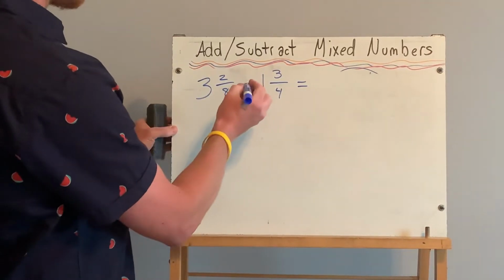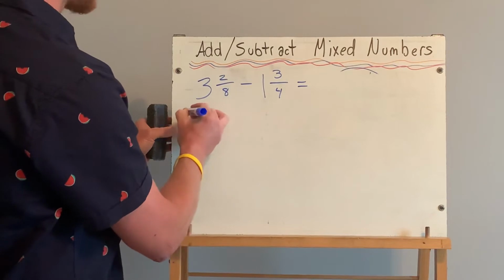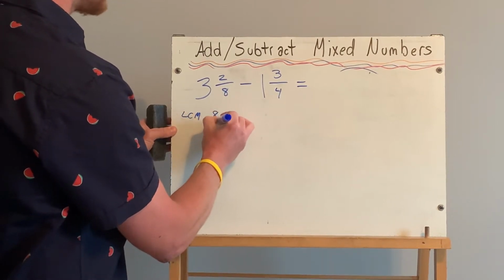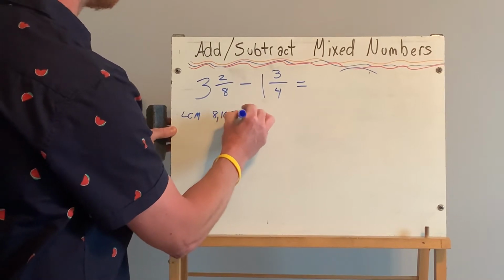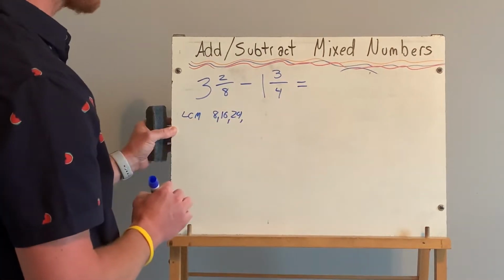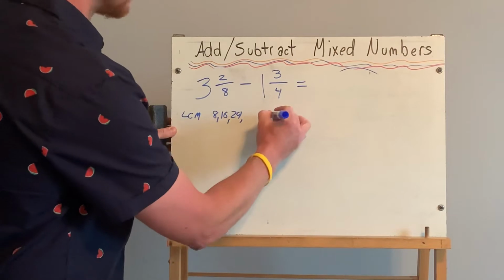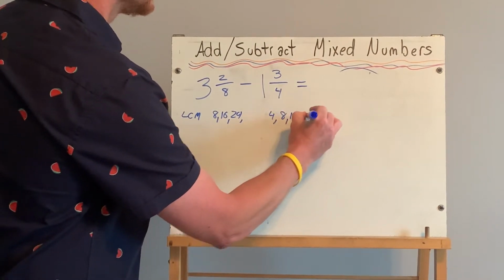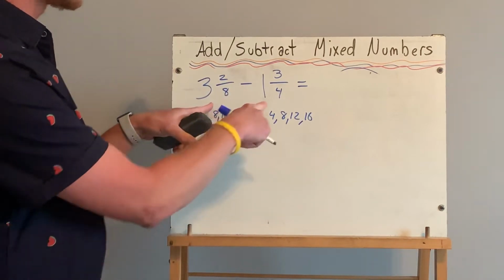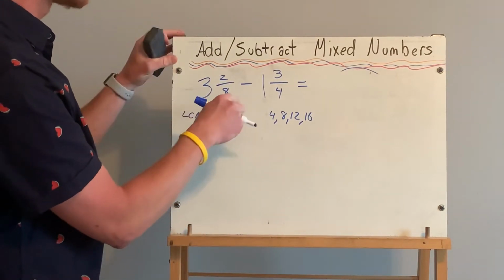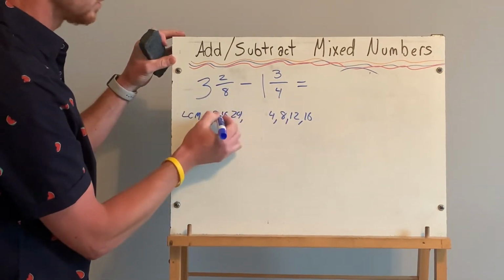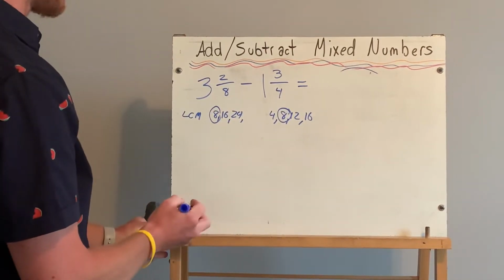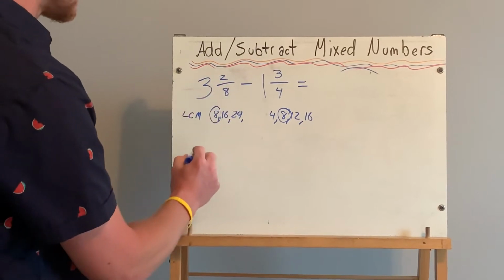So I'm going to find my least common multiple of both these numbers. Multiples of 8 are 8, 16, 24, and so on. And multiples of 4 are 4, 8, 12, 16, and so on. But I'm going to stop right there because we can already see that our lowest common multiple of 8 and 4 is 8. So now we can make our equivalent fractions. Let's go ahead and set up our equation.